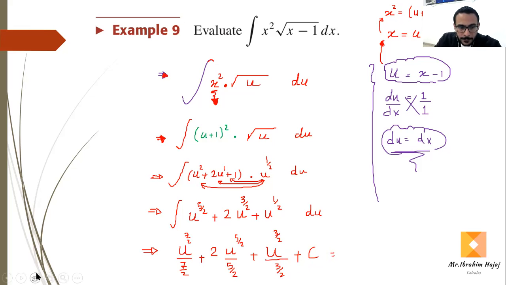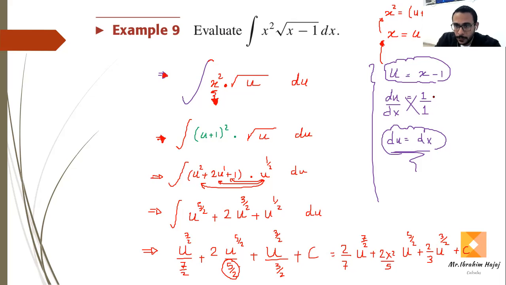Flip all fractions in the denominators. How to flip them? It will be 2 over 7. Isn't it under 7 plus 7 over 2? Make it 2 over 7. Then 2u to the power 7 over 2, plus 2 times 2 over 5 u. No, you have to flip this one. So it will be in the numerator 2 over 5 times 2, 4 over 5. Yeah, u to the power of 5 over 2, plus 2 over 3. Flip also this one. u to the power of 3 over 2 plus C.